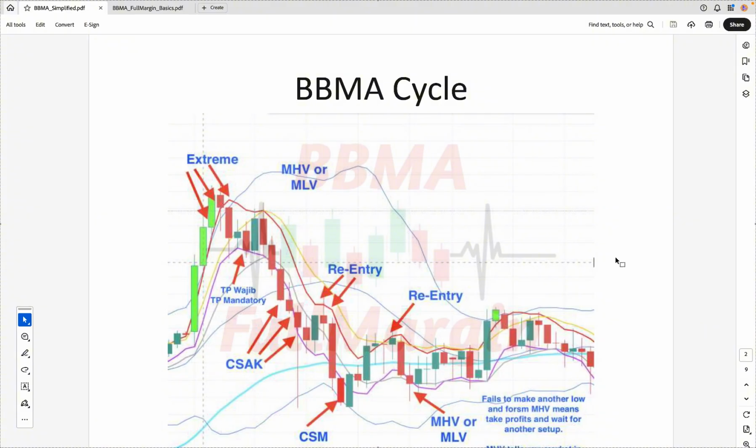So today we have a very interesting topic, and we call it signals: CSAK and CSM. These are the signals we look for in H4 or daily time frame, on a higher time frame, and sometimes we call it TF1, time frame 1, and re-entry as well. So we will discuss these three topics. Without wasting further time, let's get into it.